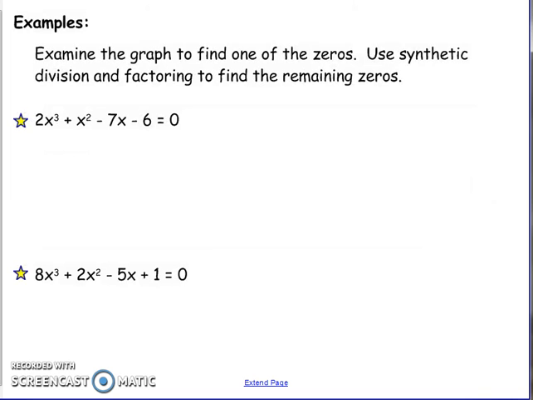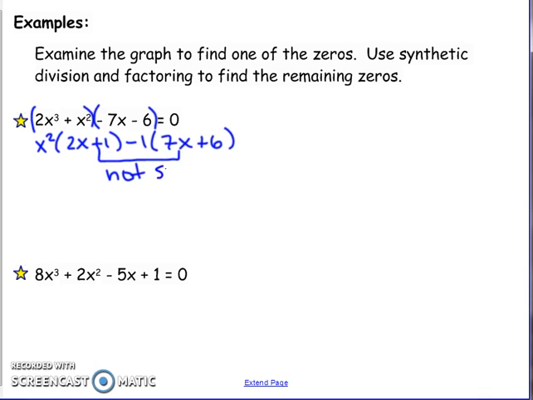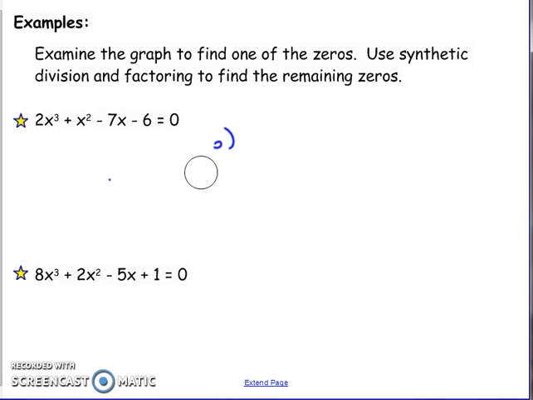So if we look at this first example, if we tried to factor this, right, there's 4 terms, so we would use grouping. If we try to group this and take out the common factor, we'd have x squared and then 2x plus 1. And then I would take out a -1, and I have 7x plus 6. If you notice, these two are not the same. When you're doing factoring, they have to be the same. So this means that you can't factor it. So we're going to ignore that.